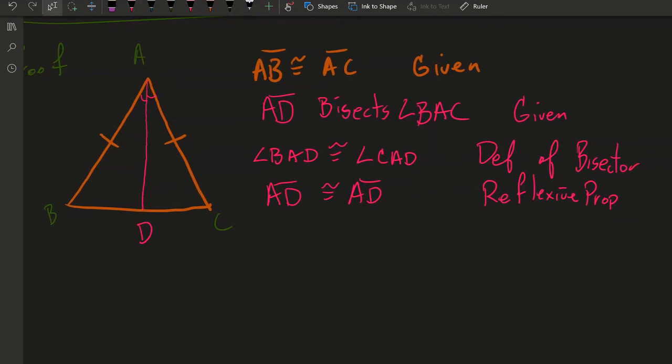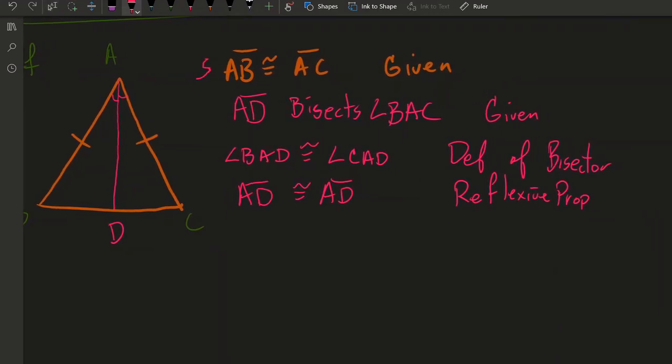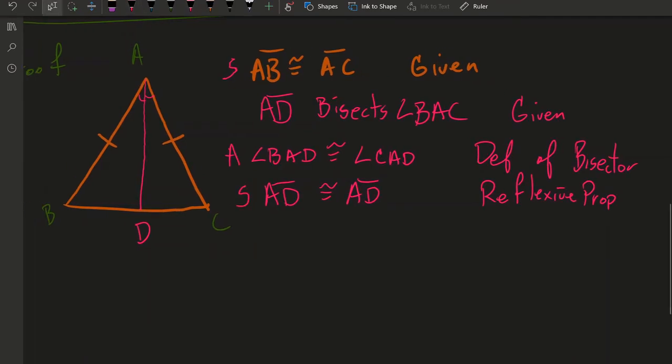So hopefully you see what I've just done. I've shown that a side is congruent, given. I showed that an angle is congruent because of the bisector. And then I showed that another side is congruent because of the reflexive property. So what I can say now is that triangle BAD is congruent to triangle CAD because of side angle side congruence.